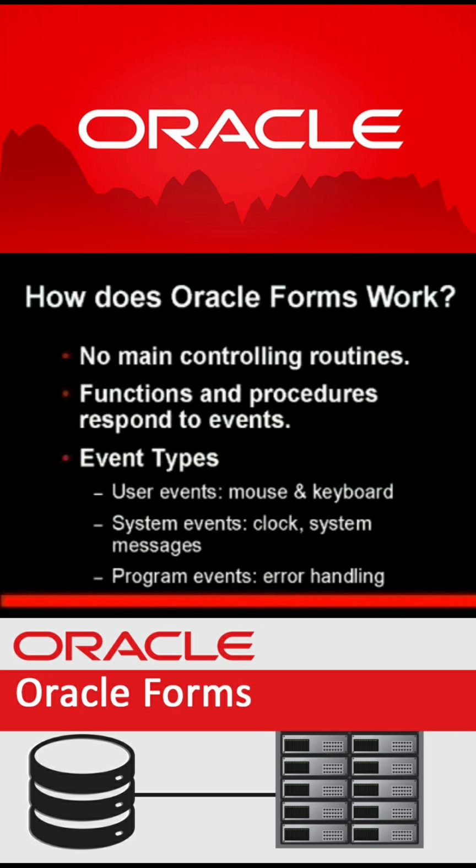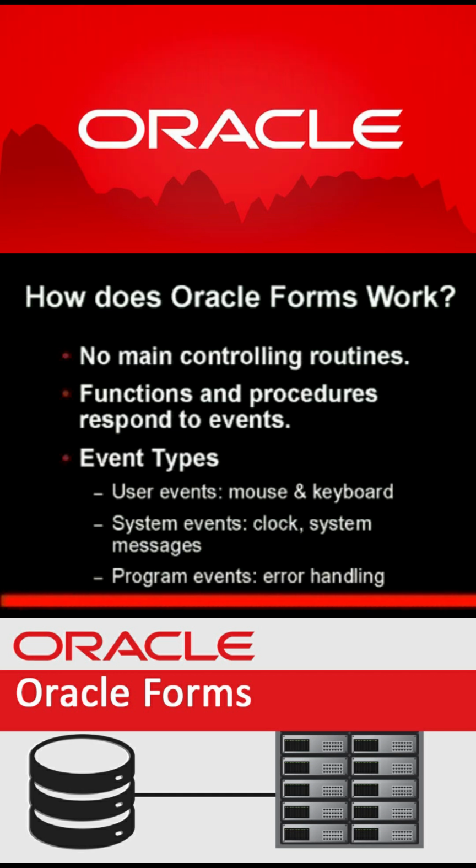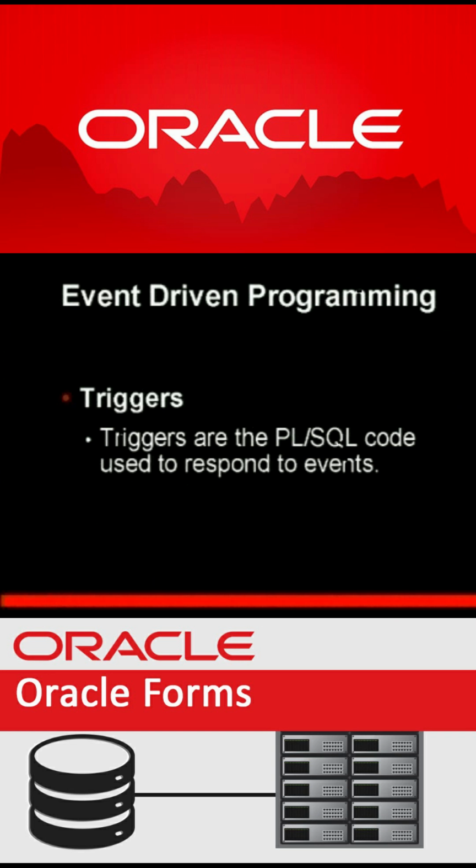So we say that Oracle Forms is an event-driven program, meaning that when a user or the system initiates an event, then the form responds to it. So here we have a number of different event types. We have user events, which is like a user moving their mouse somewhere or clicking on a button or something like that, and also keyboard, which of course means entering text or typing. And then we have system events, which includes like a clock, system messages, and then we also have program events, which includes things like error handling.